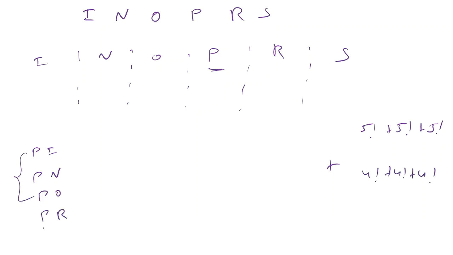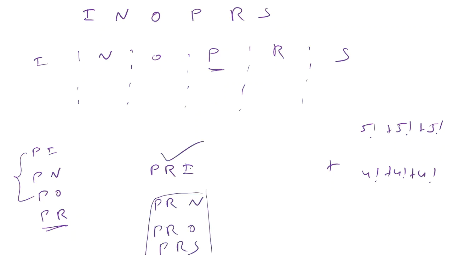So here also what we do is we'll further divide this one. How we are dividing this one? PR, and the dictionary order is I, and the next one is PRN, PRO, and PRS. But our required word will begin with PRI. So I will fix these first 3 letters. After fixing the first 3 letters, we will further divide the box containing PRI.